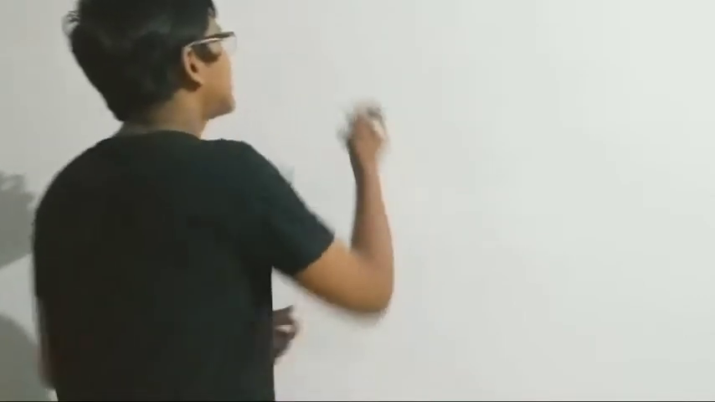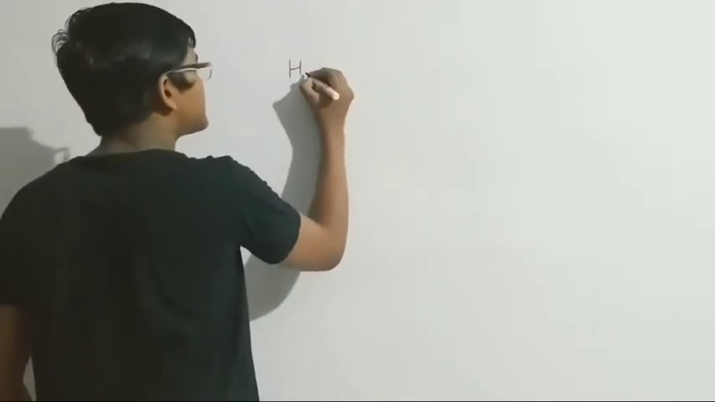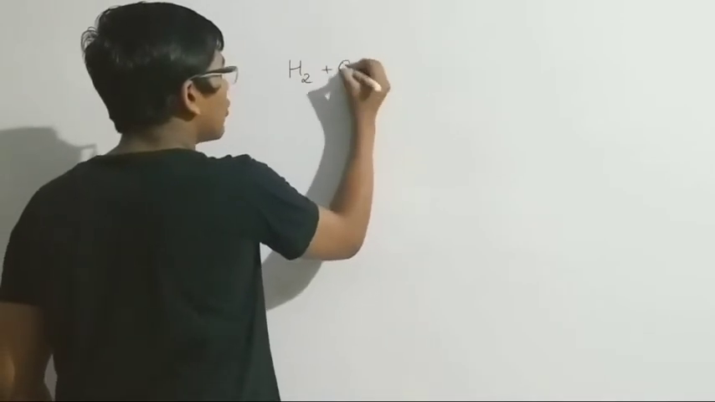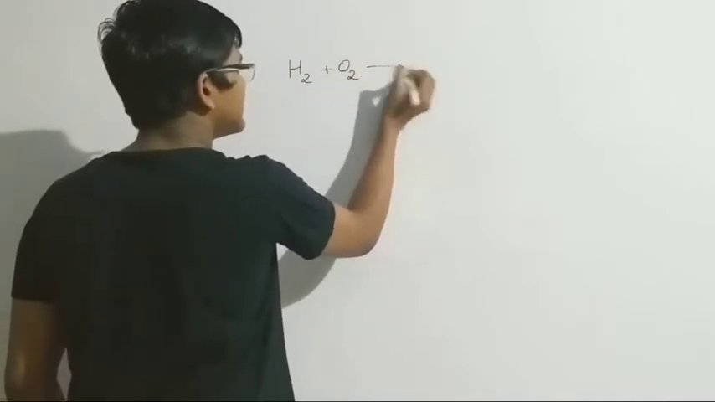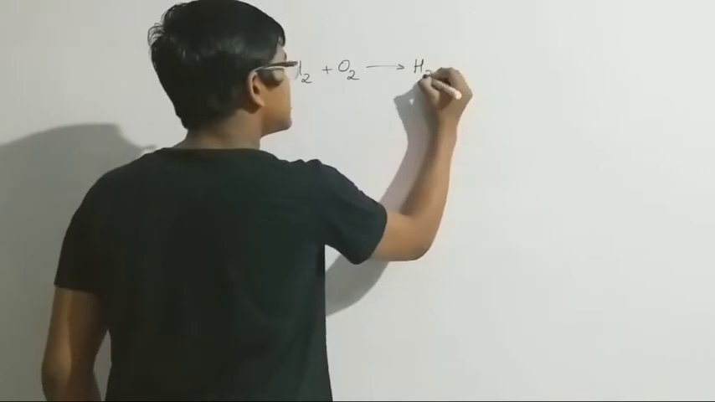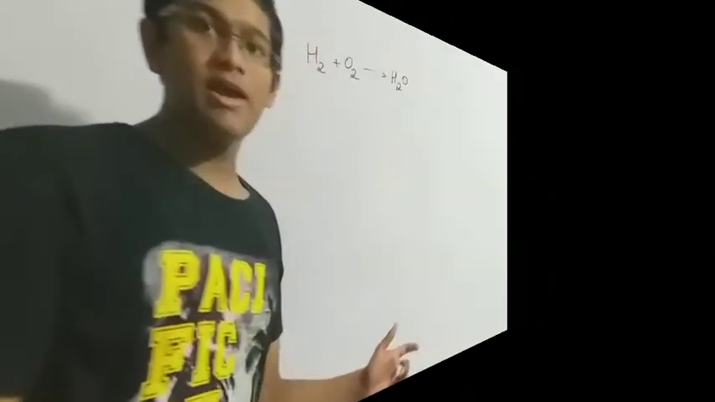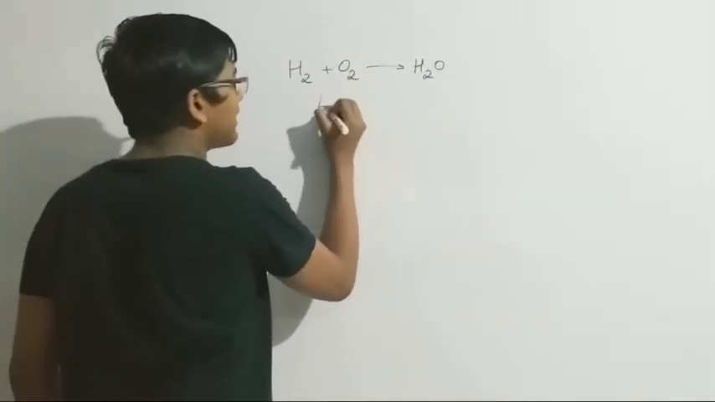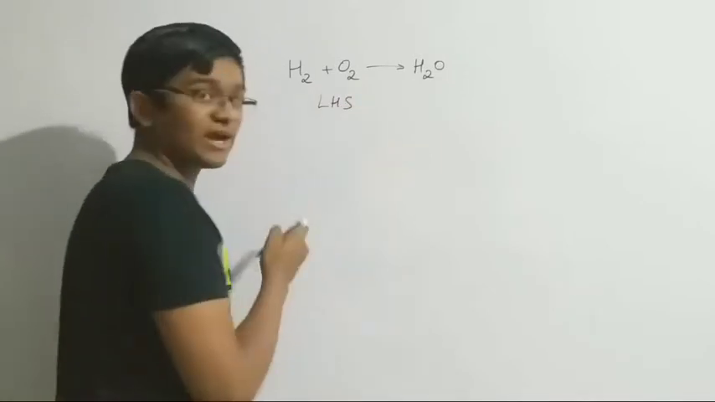Today in this video guys, I'm going to be teaching you how to balance a chemical equation. So first let's take a simple equation, that is the reaction between hydrogen and oxygen to form water. Okay, it looks pretty simple. It's H2 plus O2 gives rise to H2O.